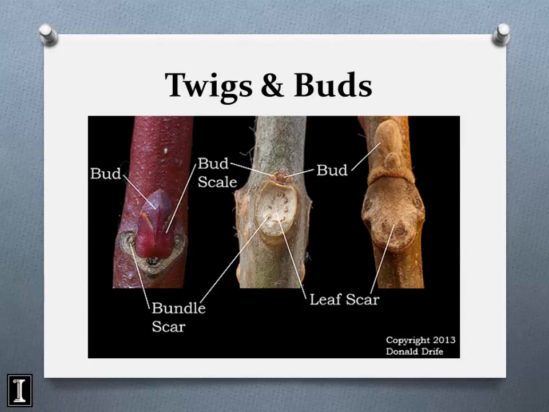Here's a big leaf scar. It's very circular in shape and very prominent in size, and that's for catalpa. That's just what it looks like. On top of that leaf scar is an axillary bud. Here's an example of a red maple. This is a lateral bud, leaf scar, three prominent bundle scars, okay? Very helpful with tree identification, especially during the dormant season.